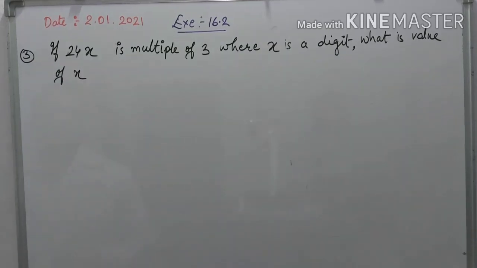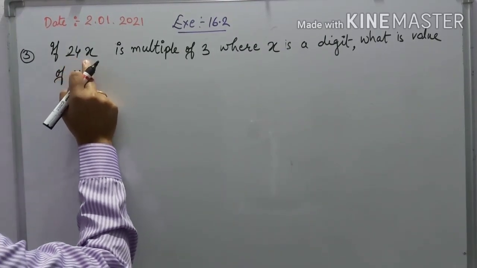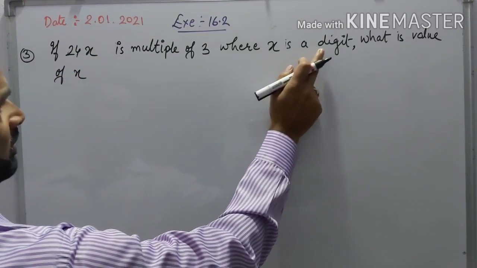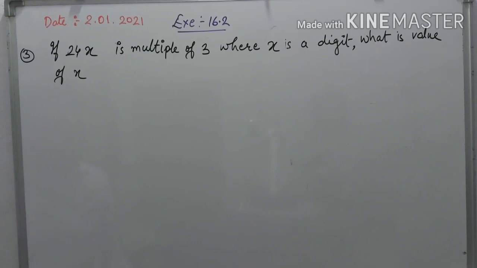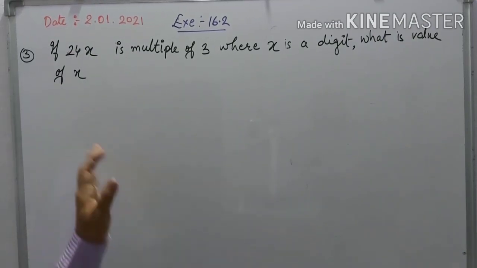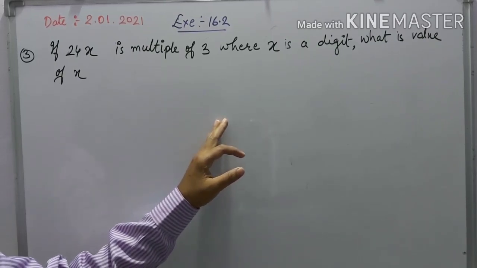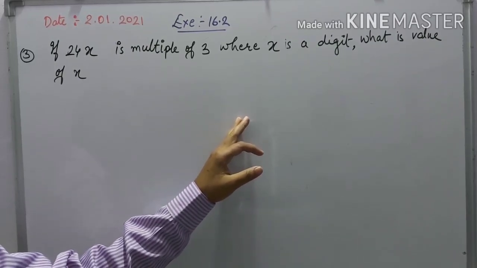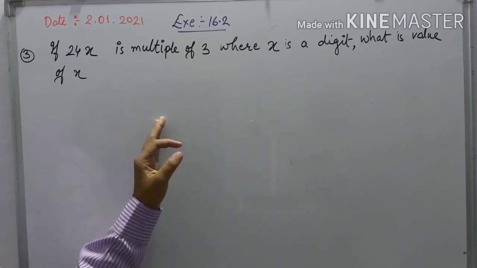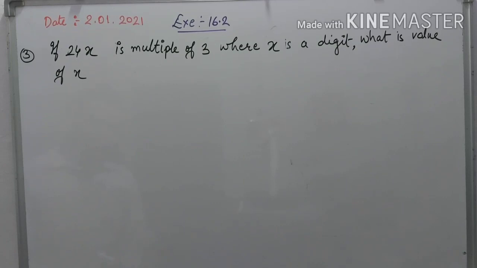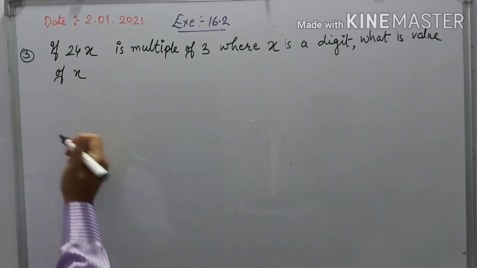Now question number third. If 24x is a multiple of 3, where x is a digit, find the value of x. The question is asked, since 24x is a multiple of 3, the sum of the digits, 6 plus x, is a multiple of 3. 6 plus x is 0, 3, 6, 9, 12 and so on. There are four different values of x. Okay, now we will start.